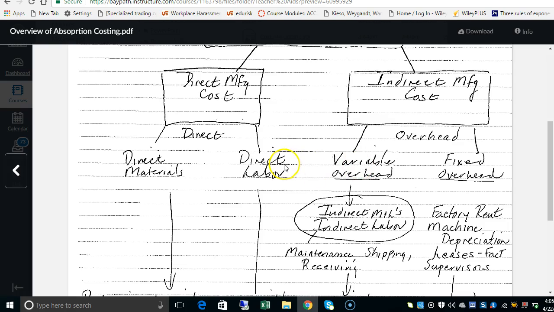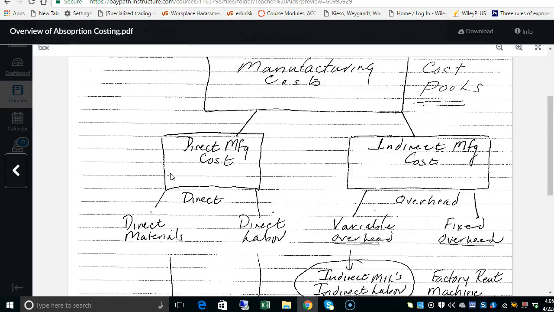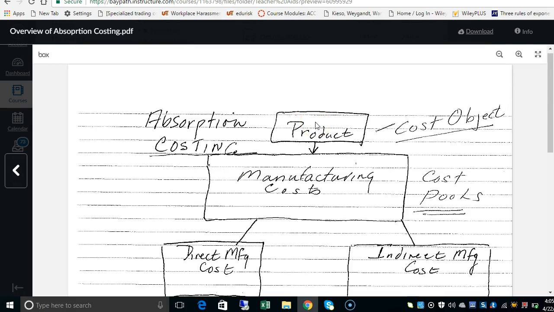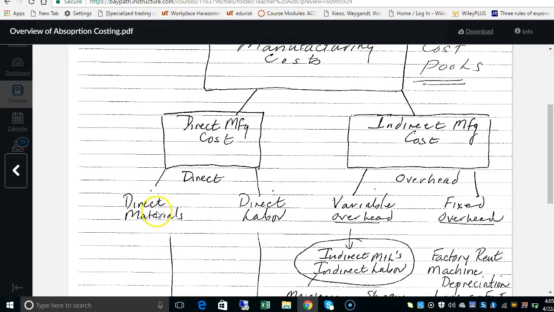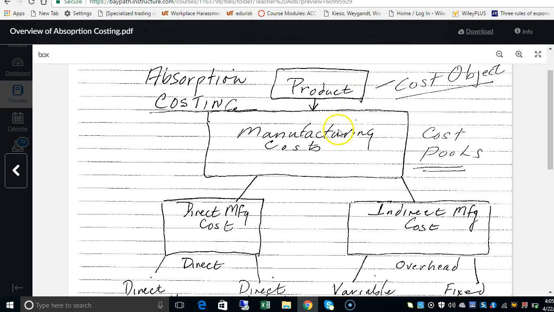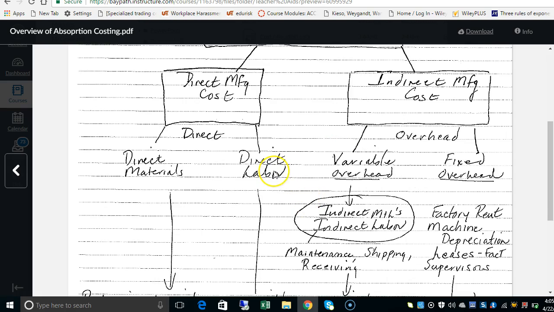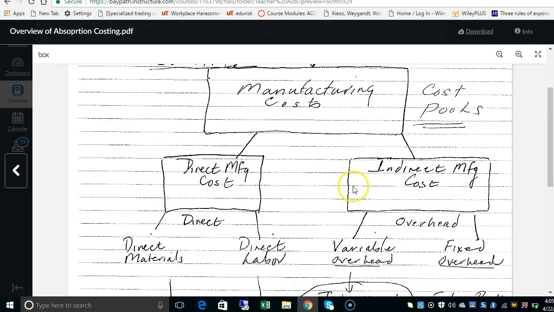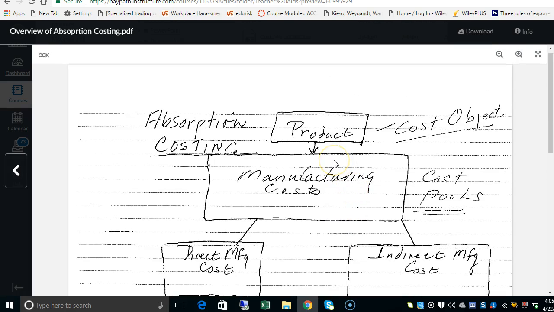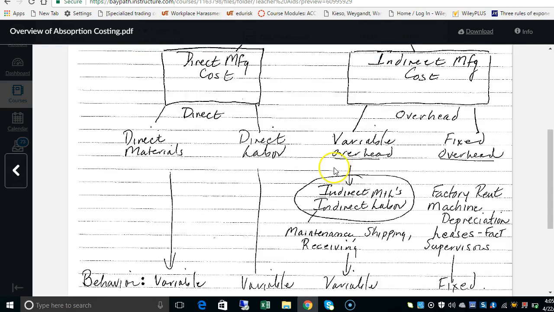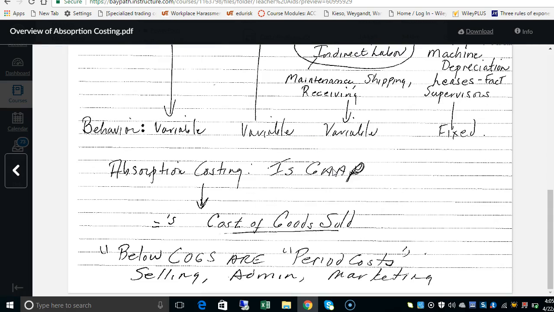The reason why we call direct labor and manufacturing overhead conversion costs is because these are the costs that are needed to convert materials into a final product. Raw materials do not become a final product on their own. They need labor and they need overhead to become the final product. And that's why they're called conversion costs.